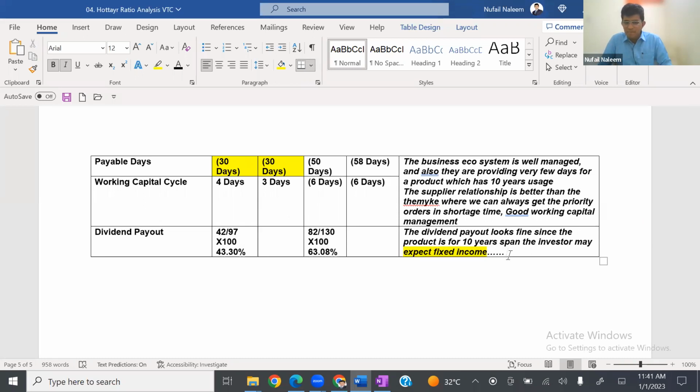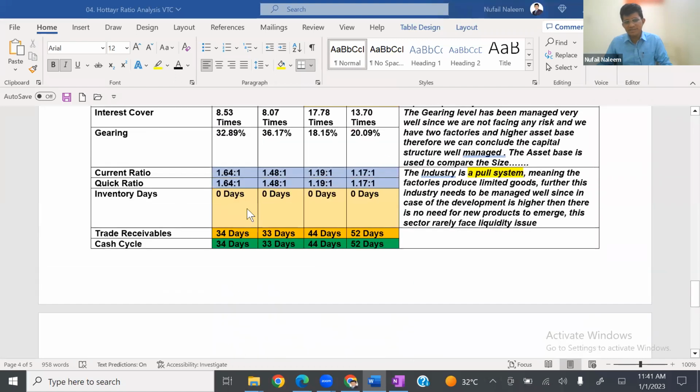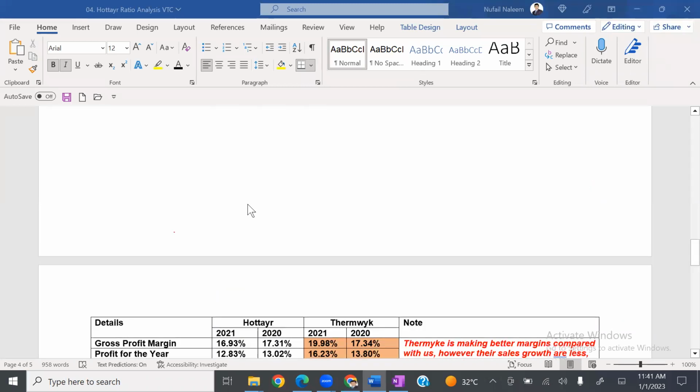So students, effectively this ratio analysis was not a like-to-like comparison. First understanding, because we are comparing a company which is not in the same line of business model, although they are producing the same product. That was our first observation. The second observation is that we were able to understand how the enterprise system works. Zero inventory, pull system. You get what I'm saying, students? Yes, sir. We got that understanding very well.